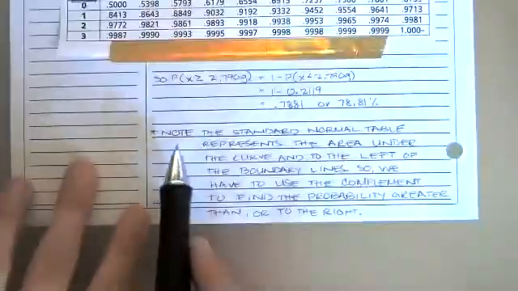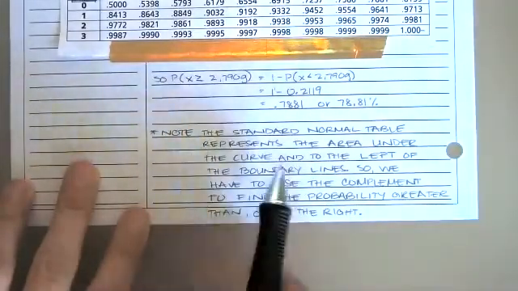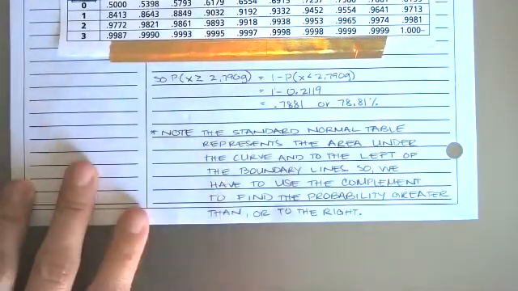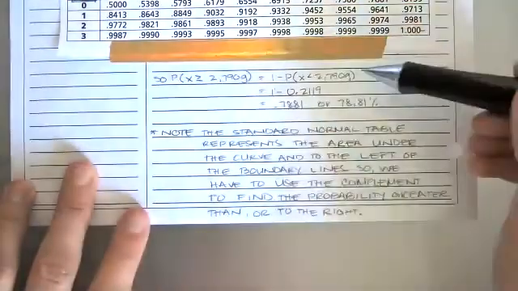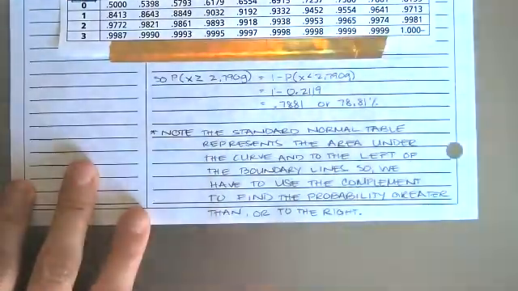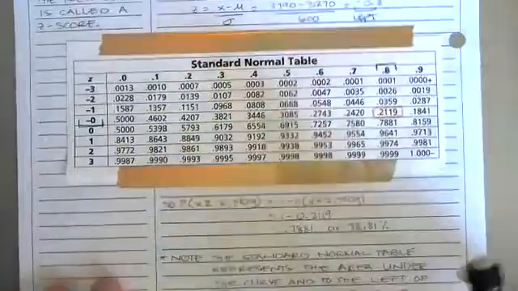So my note is just saying that the standard normal table represents the area under the curve to the left of the boundary line. So we have to use the complement. That's why I'm using the complement here. So if we do another question on this, it'll always happen. So you'd always have to find the complement, right? Well, no. So it's totally possible.